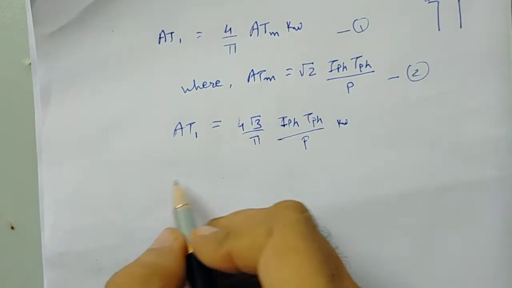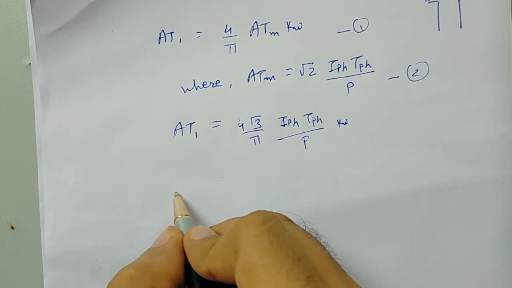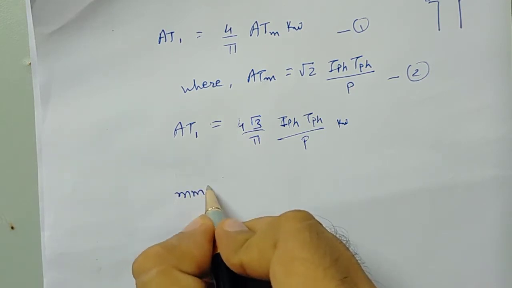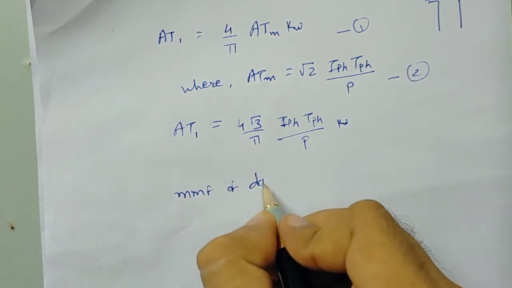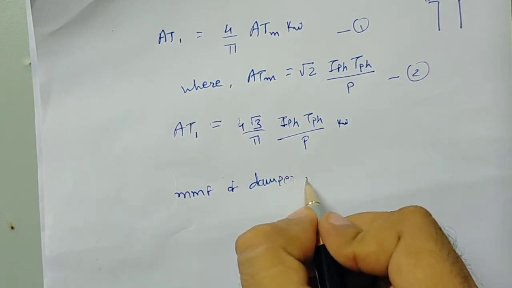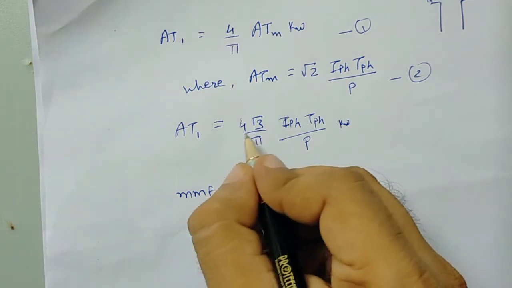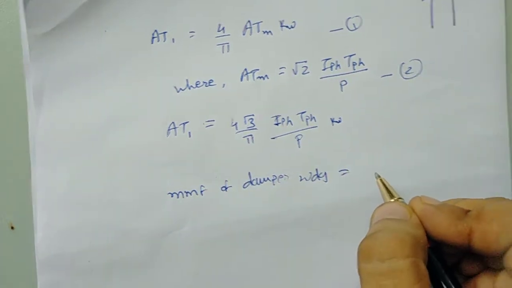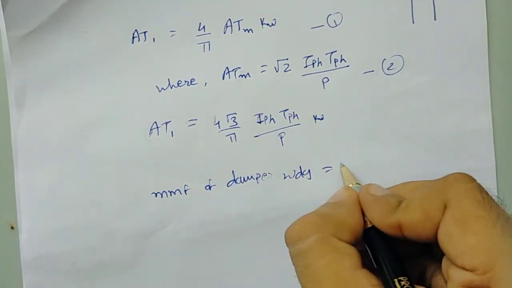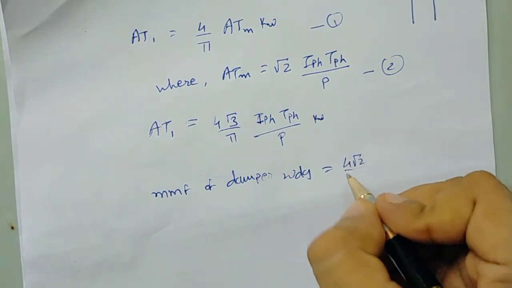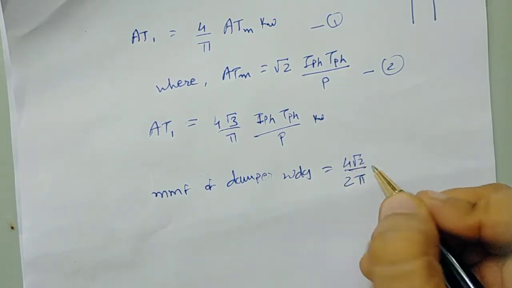So the MMF of damper winding is simply this equation divided by 2, so we will get 4 root 2 divided by 2 pi.